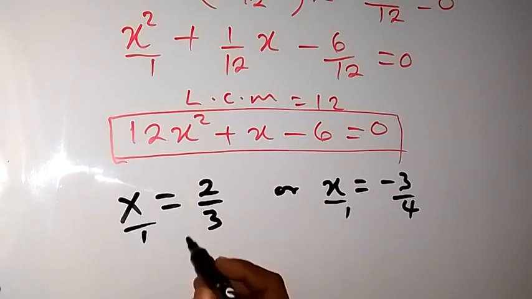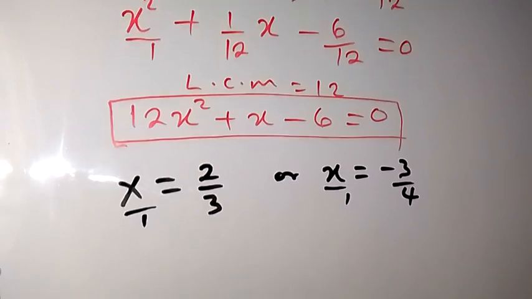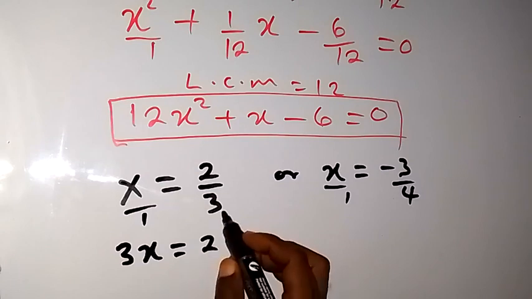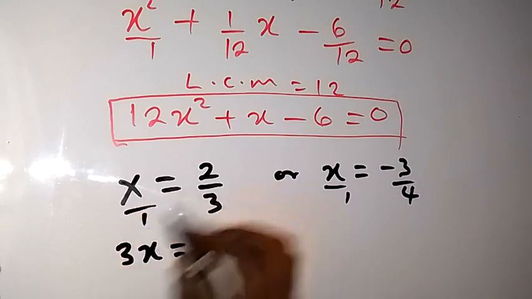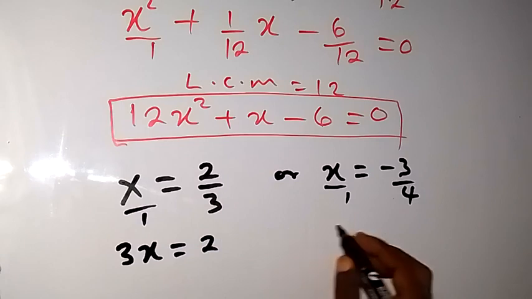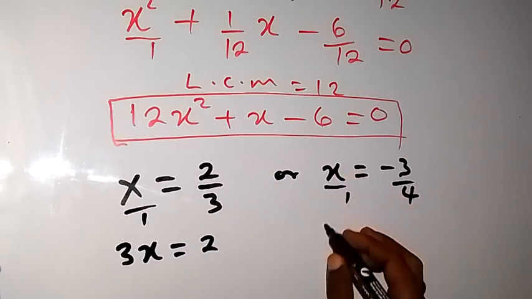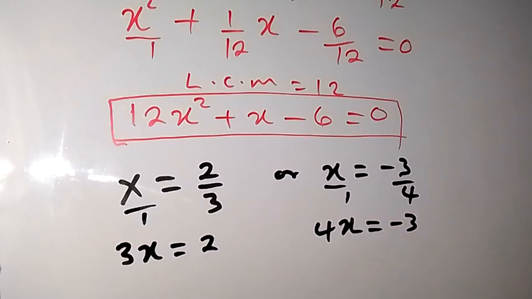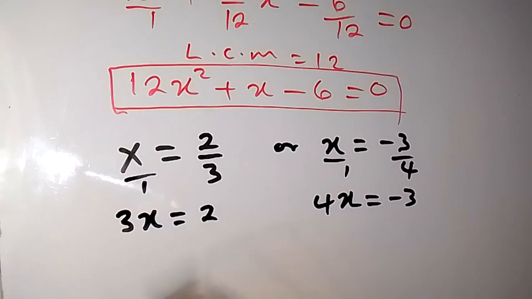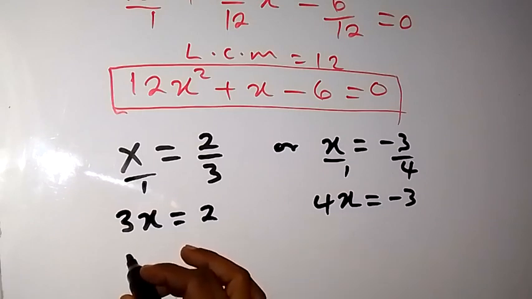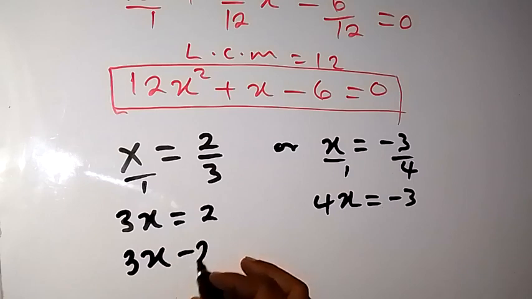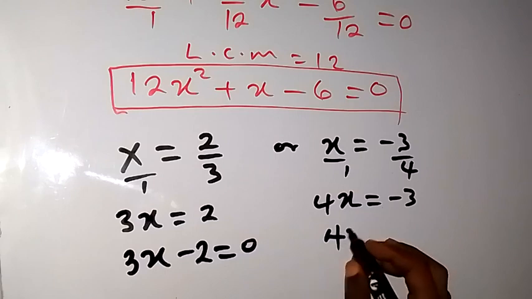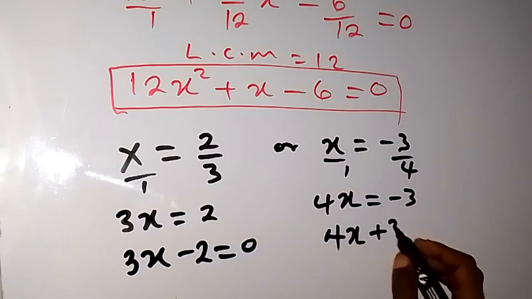I can say this over 1. When I cross multiply something like that here, this will give me 3x equals to 2, because 3 multiply x, that's 3x, then 2 multiply 1. And in this place as well, I have 4x equals to minus 3. We are reversing the process now. So you now have 3x minus 2 equal to 0, because plus here becomes minus. Or you have 4x plus 3 equals 0.